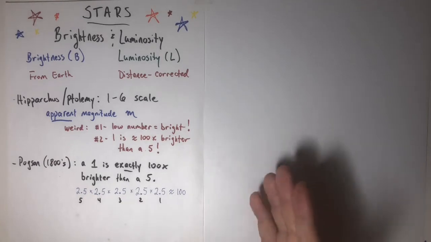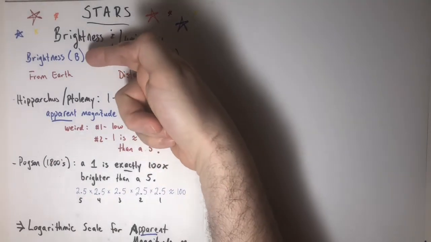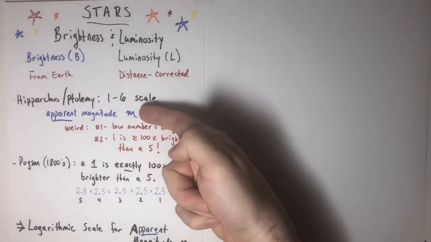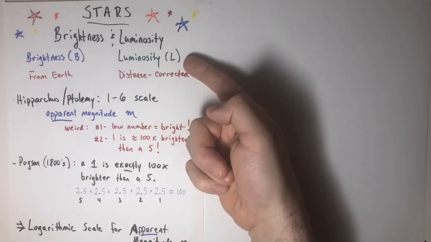And a quick reminder, apparent magnitude connects back to the brightness of stars as seen from Earth. It uses the lowercase letter m, and it's different from the so-called absolute magnitude, which is connected to an object's luminosity, which you'll see in the next slide.